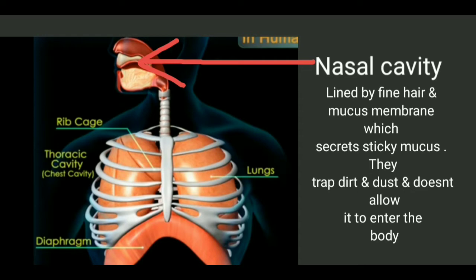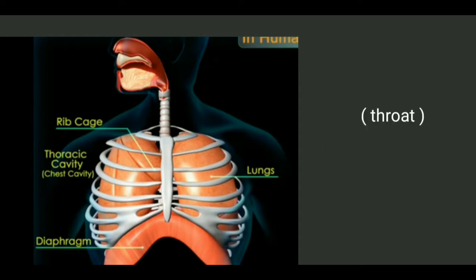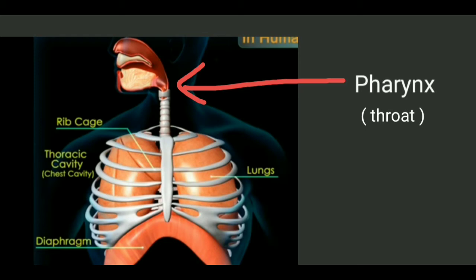Now this mucous membrane secretes a sticky substance which is called mucus, and the hair and the mucus play a very important role in preventing dirt and dust particles from entering our body. Whatever air we are breathing in, the dust and dirt in the air is trapped in this hair and mucus, and it doesn't go inside our body. So the air, after entering the nose, passes through the nasal cavity and then goes to the pharynx.